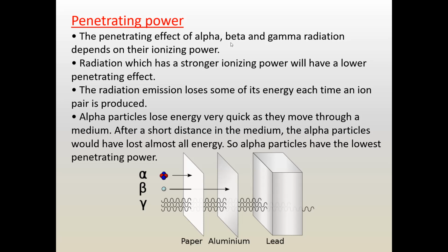So alpha has a short range as it covers a shorter distance compared to beta, which is stopped by aluminum and has a moderate or medium range. Gamma has the highest range as it travels fast through a medium, so it can travel a greater distance. That's why it has the longest range.